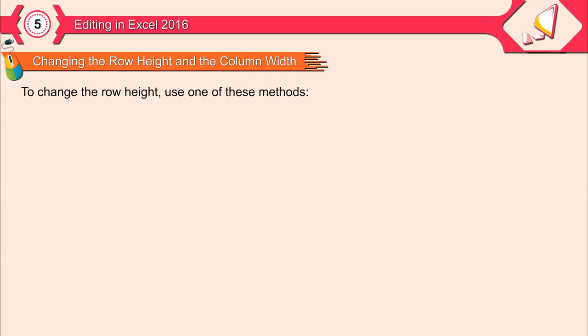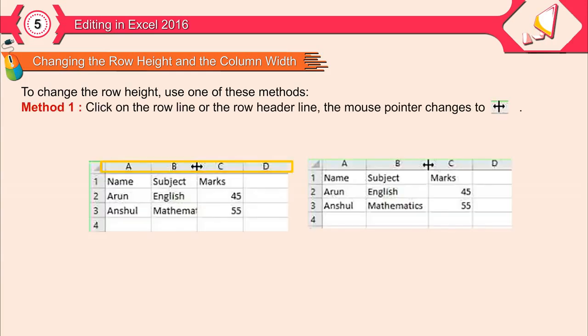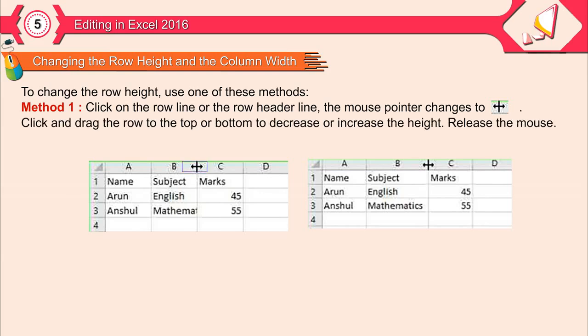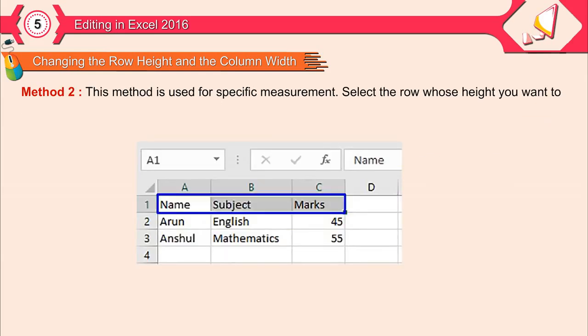To change the row height, use one of these methods. Method 1. Click on the row line or the row header line. The mouse pointer changes to plus sign. Click and drag the row to the top or bottom to decrease or increase the height. Release the mouse.